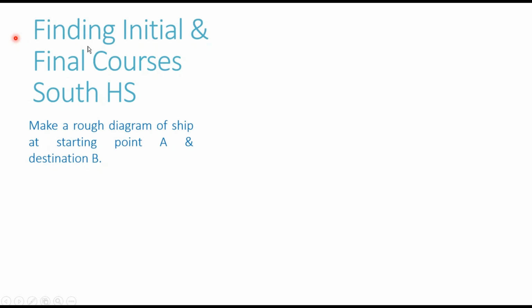So let's first make a rough diagram of the PAB triangle and then the diagram of the ship at the initial and final positions. So in this case, we are in the southern hemisphere. So I take the south pole at point P here. Our starting position is at A and the destination position is at B.